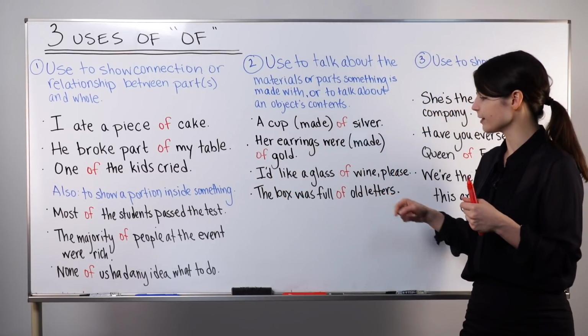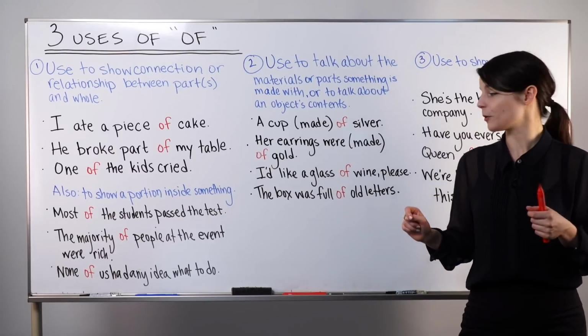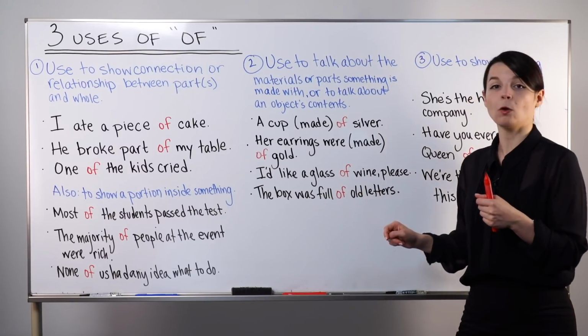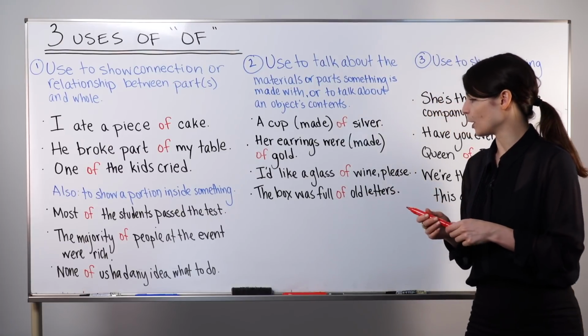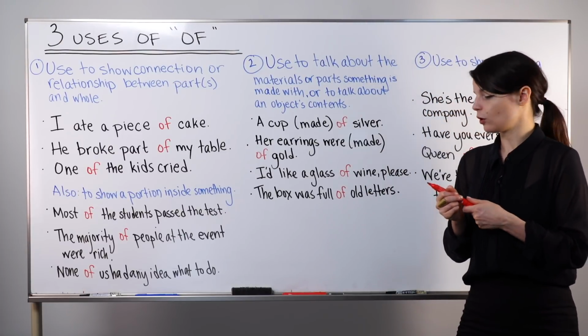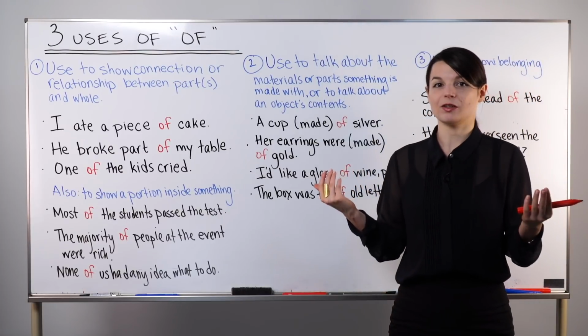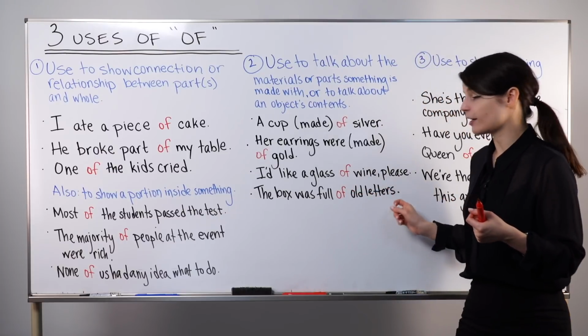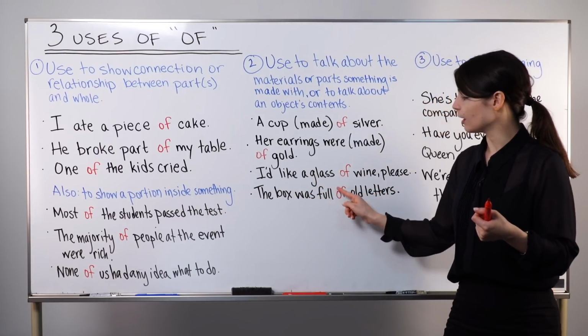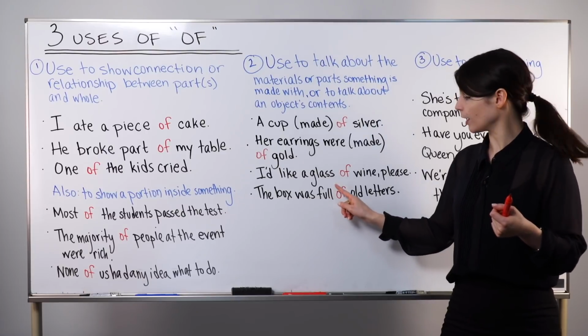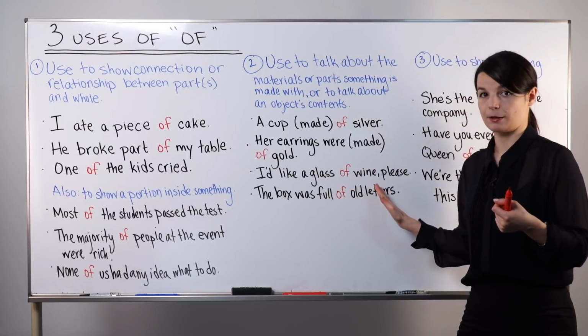We could change this. We could add other things too. The box was full of old letters and pens and pencils. Or the box was full of old pictures. We could add other things to this sentence if we want. But we're showing here the contents of the box, full of something.